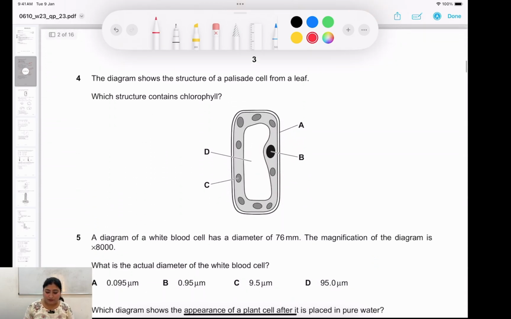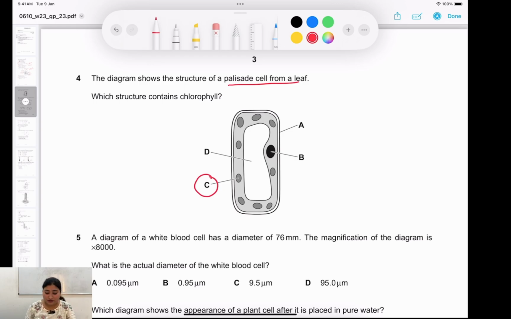Let's come to question number 4. Now this is one of the easiest questions, I think, in this paper. The diagram shows the structure of a palisade cell from a leaf. Which structure contains chlorophyll? As per this diagram, you can see that this is a palisade mesophyll cell. You might have studied that this cell is adapted for photosynthesis, and it has a lot of chloroplasts. Okay, so which structure contains chlorophyll? Chlorophyll will be present in chloroplast and that would be structure C.